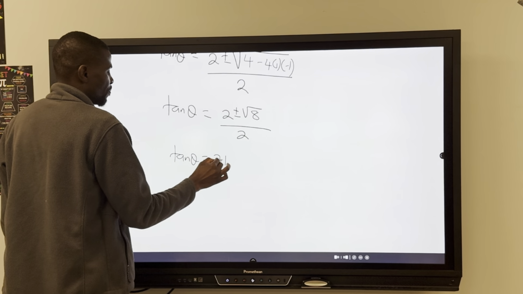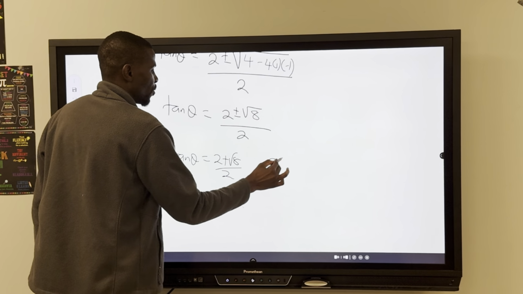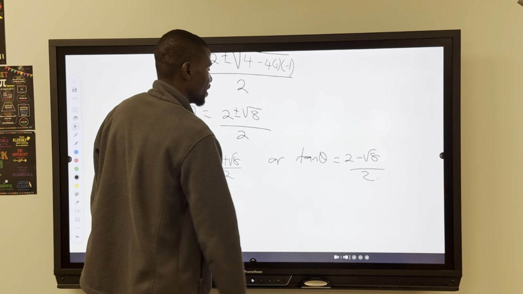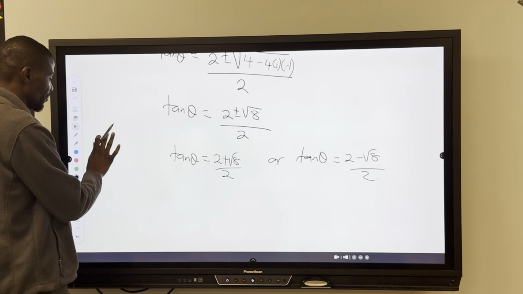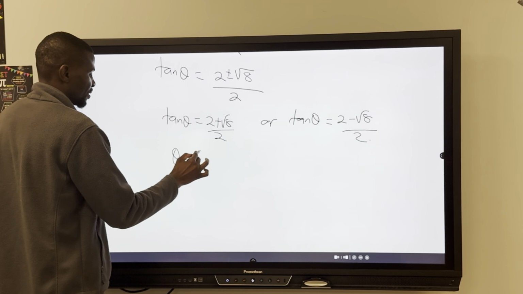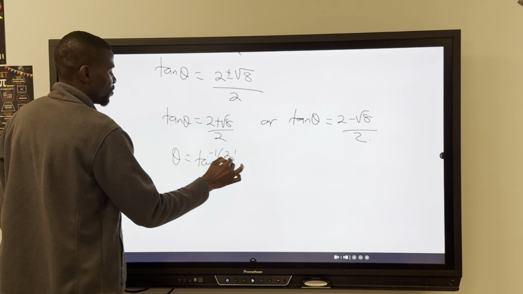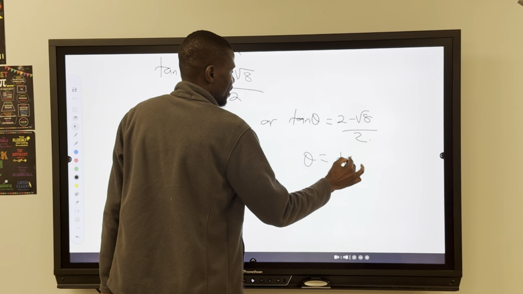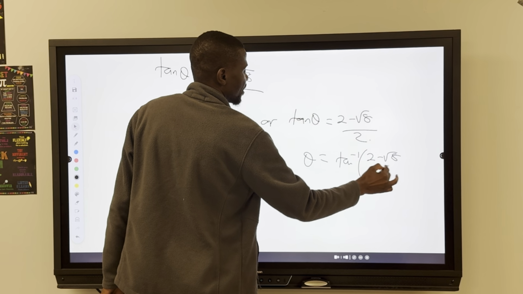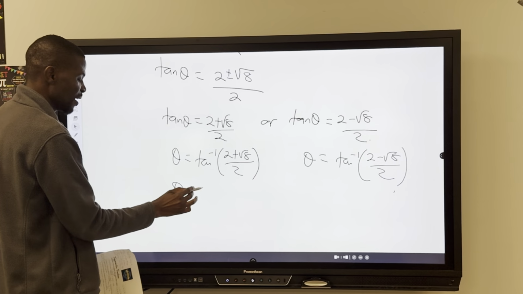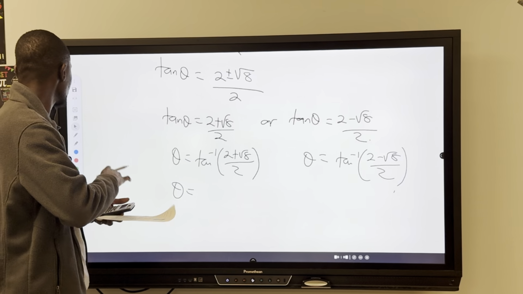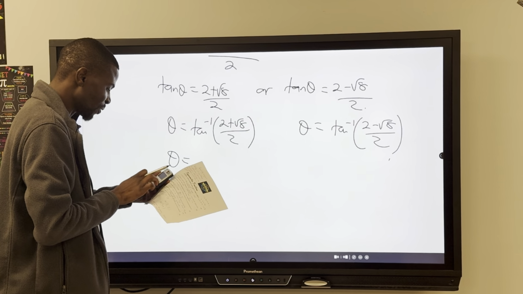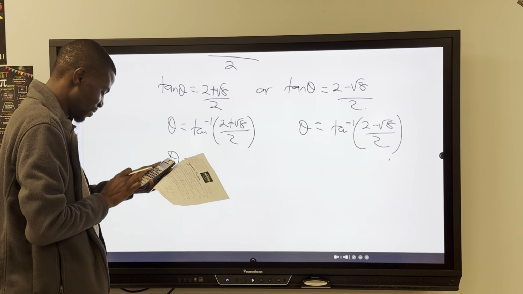Tan theta equal to (2 plus root of 8) over 2, or tan theta equal to (2 minus root of 8) over 2, right? So if we solve here, theta is equal to arc tan of (2 plus root of 8) over 2, or theta equal to arc tan of (2 minus root of 8) over 2. So here, make sure your calculator is in degrees, right? Okay, so now I'll change to degrees.